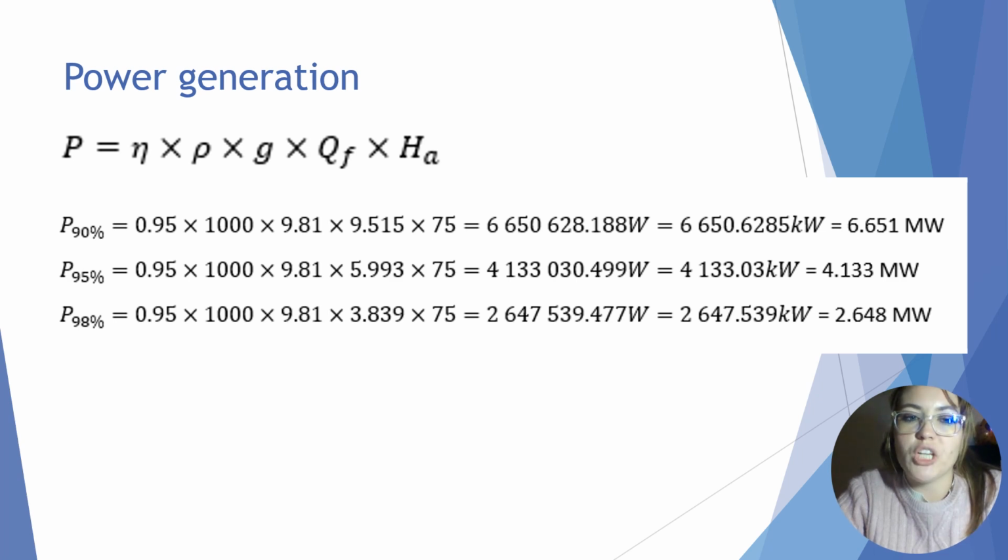To calculate the power generation, I assumed efficiency as 95%. The gross head was calculated at 75 meters. The density of the water is standard at 1,000 kilograms per meter cubed, and gravitational acceleration is 9.81 meters per second squared. The calculated firm discharge was then used. For power at 90% exceedance, we obtained 6.651 megawatts. At 95% exceedance, we get 4.133 megawatts, and at 98%, it produces 2.648 megawatts of power.